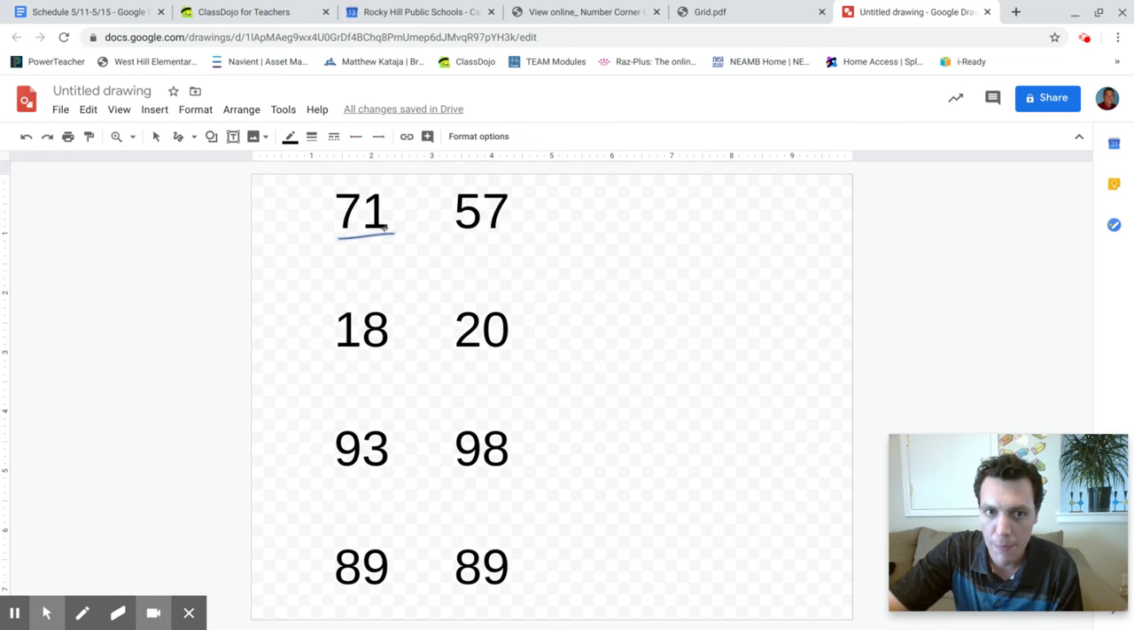So don't get tripped up because a 1 is less than 5 and 7. Look at the tens place first and compare those. Okay, 7 is greater than 5. 7 tens is more than 5 tens. I know 71 has to be greater than 57.